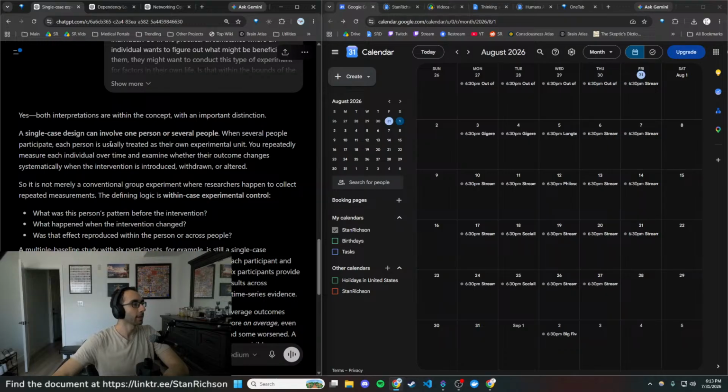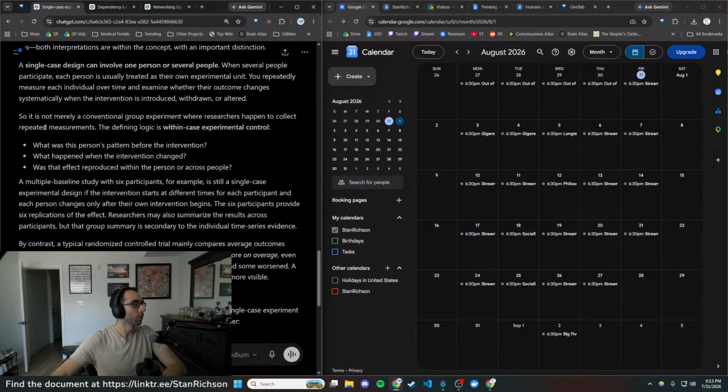So a single case design can involve one person or several people. When several people participate, each person is usually treated as their own experimental unit. They repeatedly measure each individual over time and examine whether their outcome changes systematically when the intervention is introduced, withdrawn, or altered. So it is not merely a conventional group experiment where researchers happen to collect repeated measurements.